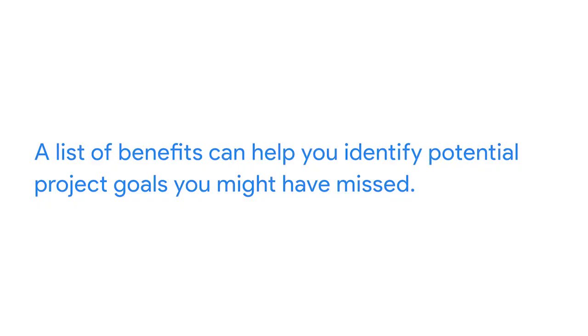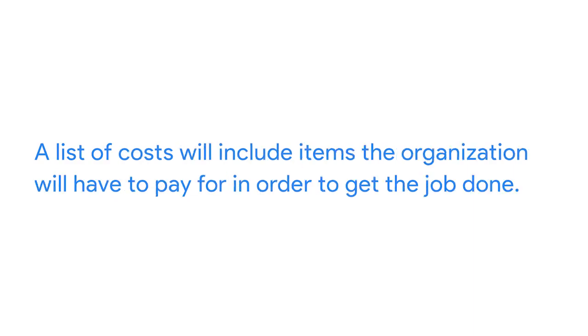A list of benefits can help you identify potential project goals you might have missed. A list of costs will include items the organization will have to pay for in order to get the job done, like the price of labor or materials. Listing out costs helps your stakeholders weigh the benefits against the amount of money required to realize those benefits.